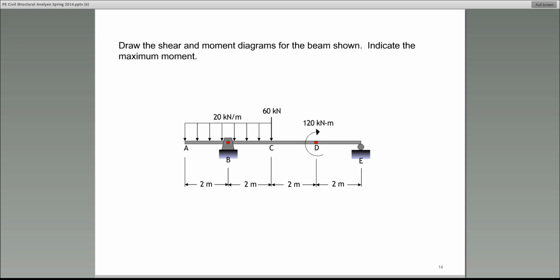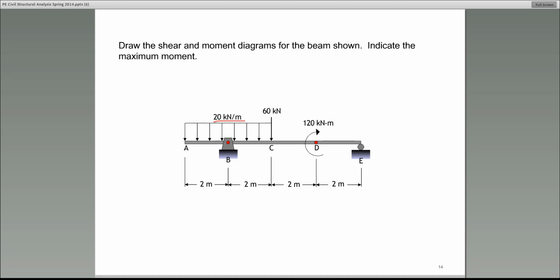For that reason, I'm going to walk through creating a shear diagram and a moment diagram using a load diagram such as this one. This is called a load diagram because the beam is given, and the supports are given to you. One support is at B, another at E, and then the entire loading is given to you for the beam. From A to C, we have this 20 kilonewton meter.